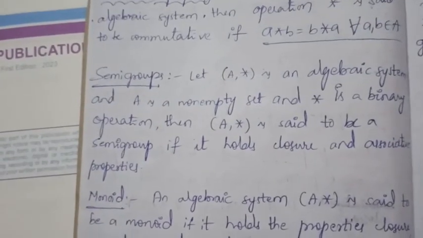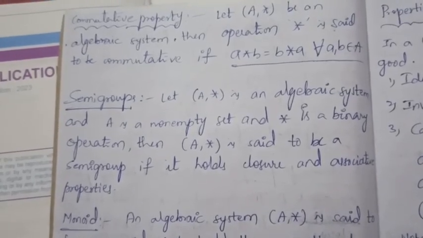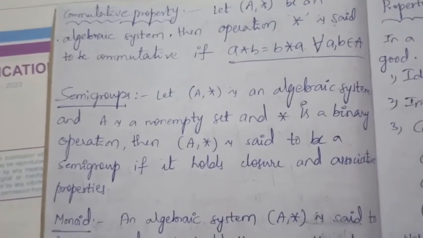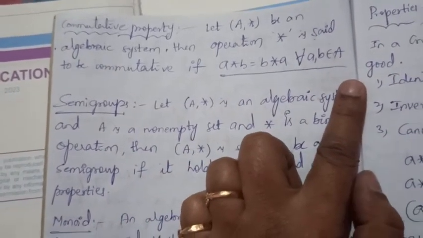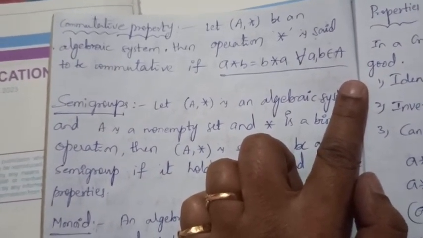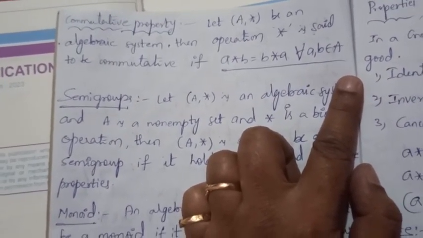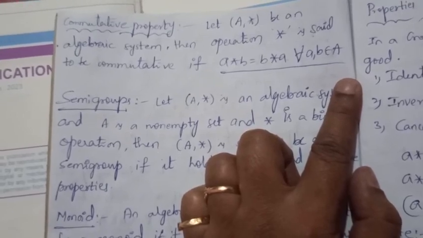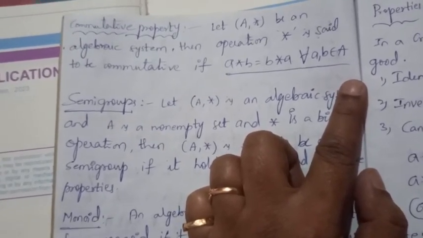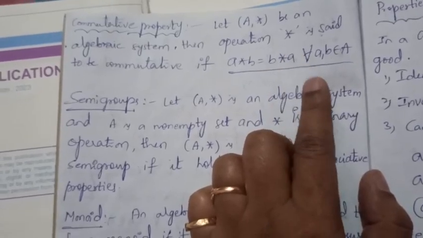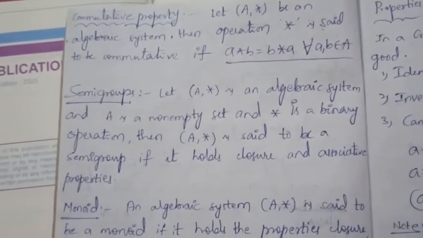Next one is the commutative property. If A star B is equal to B star A for all A comma B belongs to A. Whenever 2 into 3 is equal to 3 into 2 is equal to 6. Likewise, 2 plus 3 is equal to 3 plus 2 is equal to 5. Like that, there must be the commutative property. Then that particular group is called an abelian group.